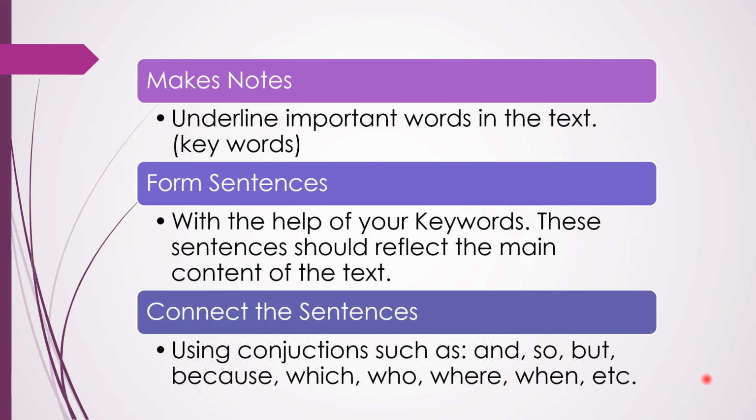Then, one important part of it is to connect the sentences. Otherwise, there will be only sentences alone, and they don't define the content of the real summary. What is the way of doing this? Using conjunctions such as and, so, but, because, which, who, where, when, or any other word that connects your ideas.